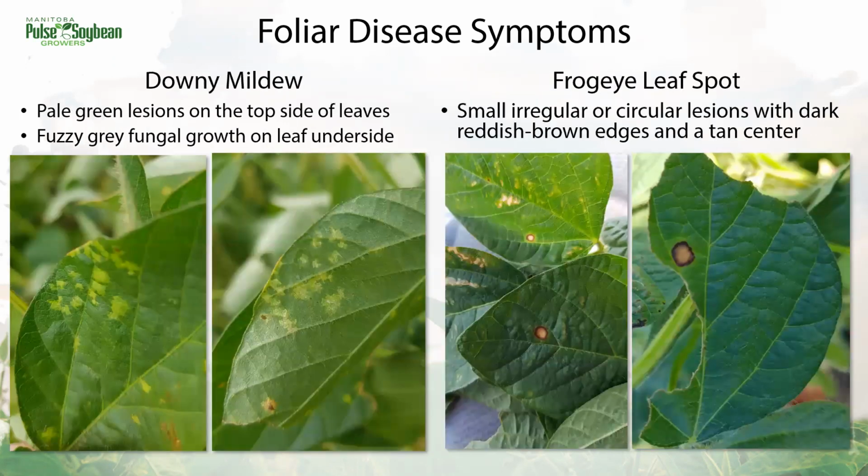Two other foliar diseases up close are downy mildew and frog eye leaf spot. With downy mildew, the upper surface of the leaf will be a pale green color, and if it's humid, on the underside of the leaf when you flip it over, you might find a fuzzy gray mold-like growth. For frog eye leaf spot, we have small irregular or circular spots on the leaf. They're tan in the center, and the edges of the lesion are dark purple or a reddish brown color.